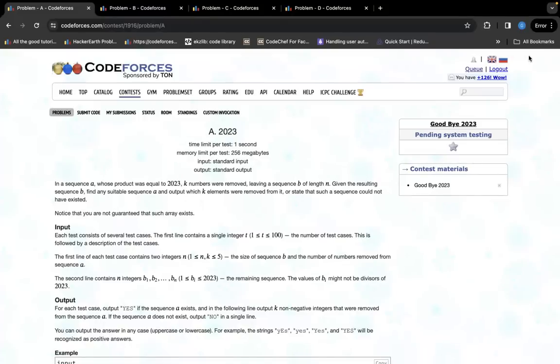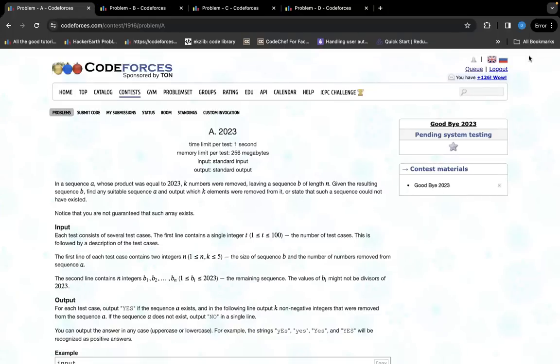So the first problem is just like in a sequence A, the product of those numbers was 2023. The number K was removed, and then there were K numbers removed, and then we were left with a sequence B of length n. Okay, we are given B, and we have to find the K elements that were removed from it.